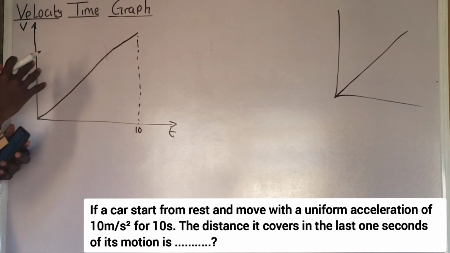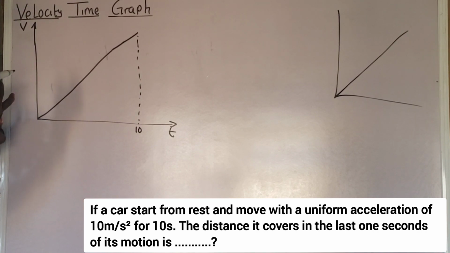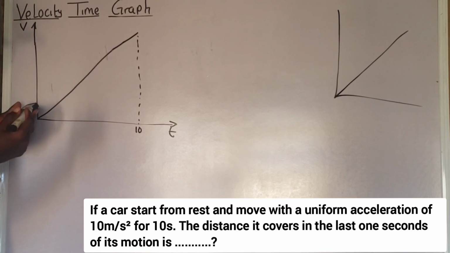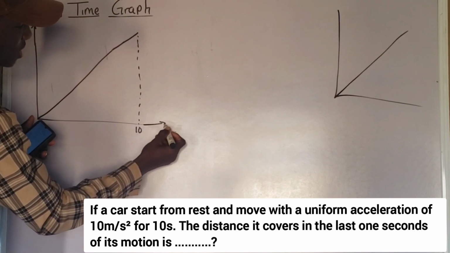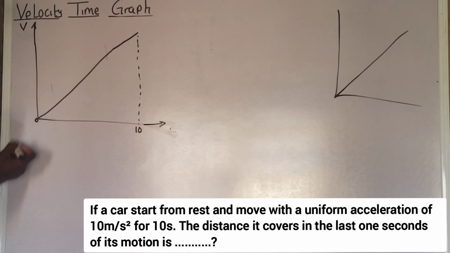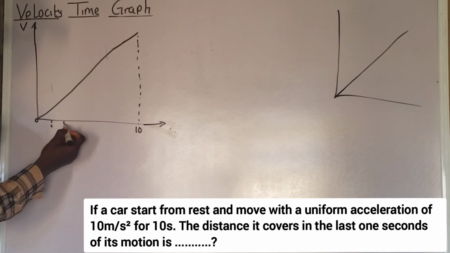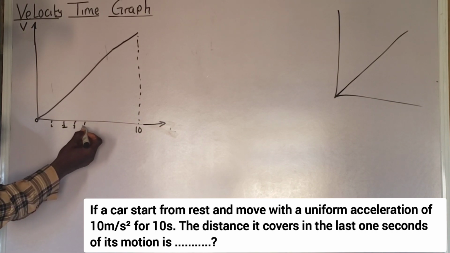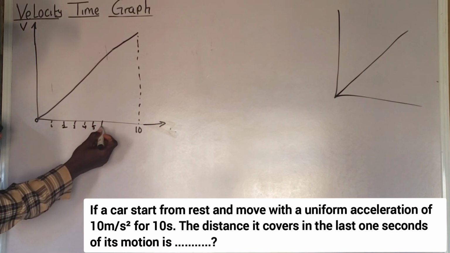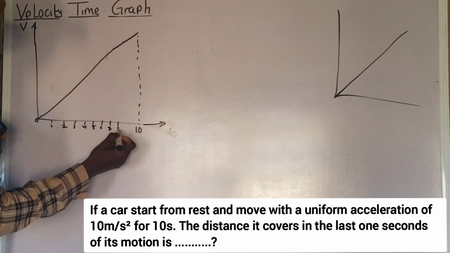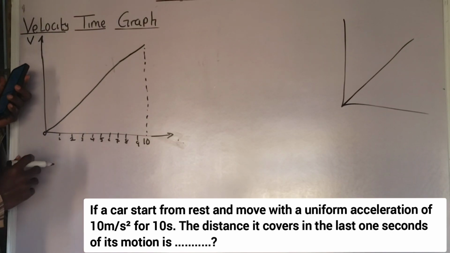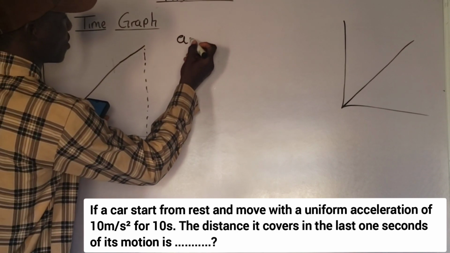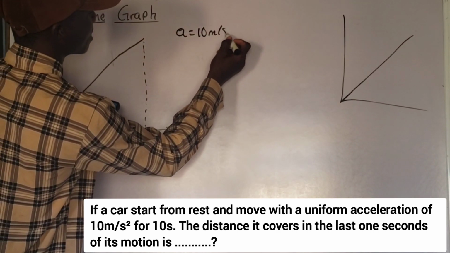I'm just trying to interpret the question by drawing out the diagram. So this will be 10 seconds. Let me reduce this also. This is 0, 1, 2, 3, 4, 5, 6, 7, 8, 9, 10. You understand? And we are given that acceleration a equals 10 meters per second squared.